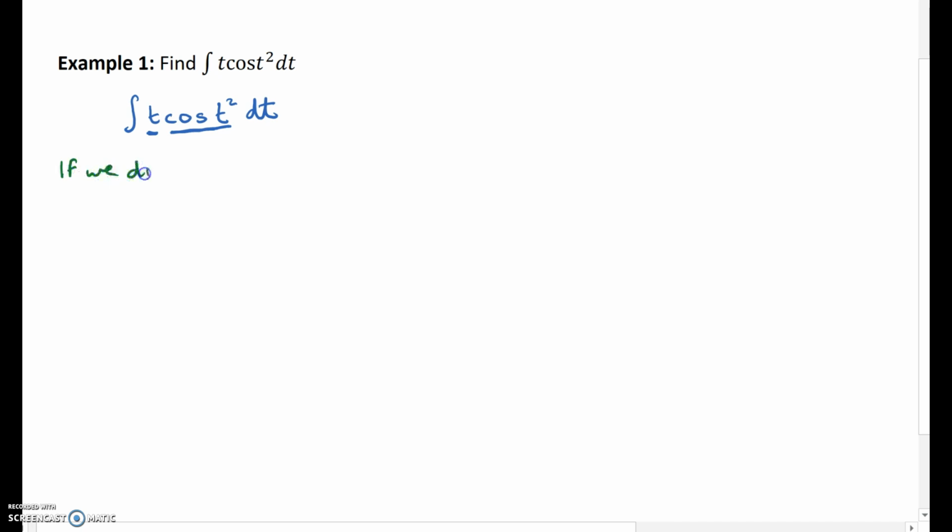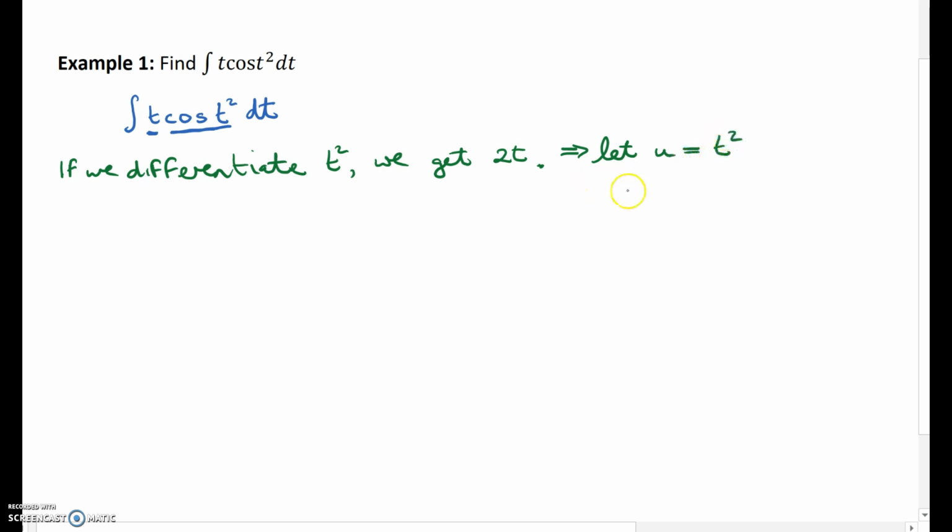If we differentiate t squared, we get 2t. The constant doesn't matter. Okay, the constant doesn't matter, but t is part of this expression as well. So if we differentiate a t squared, we're going to get a t, and a t made up part of this expression. So that means we should let u be equal to t squared. Okay, so we're going to let u be equal to t squared.